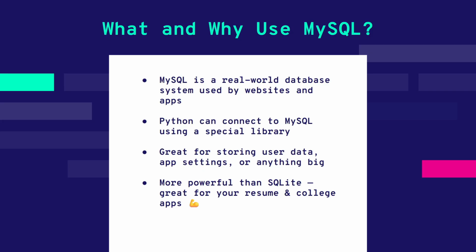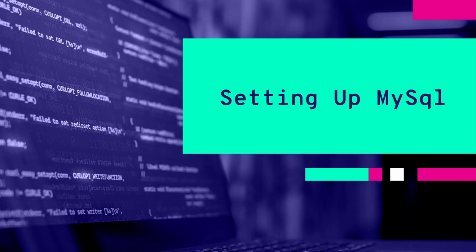MySQL is a real-world database system used by many websites and apps. Python can easily connect to MySQL using a special library, which you have to install. It's really easy. It's great for storing user data, app settings, and anything big. It's more powerful than SQLite, which is kind of the same as MySQL, but not really, as it's pretty weak and can't store that much data. And you can't manipulate or use data that much with SQLite. And MySQL looks great on your resume and college apps.